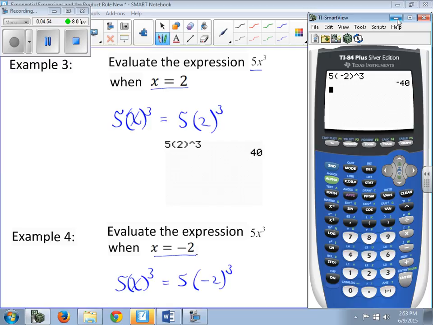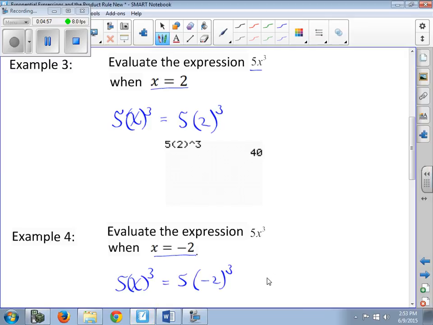So I'm trying to emphasize the importance of typing it in exactly the right way. This one gives us negative 40.